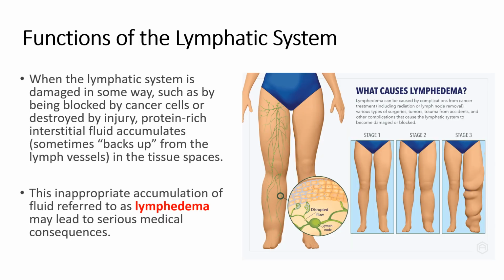When the lymphatic system is damaged in some way, such as by being blocked by cancer cells or destroyed by injury, this protein-rich interstitial fluid backs up, which results in it accumulating in the spaces between the cells of the tissue. And as you can imagine, there's no real estate for that to happen. So this inappropriate accumulation of fluid is referred to as lymphedema, and this can cause some very serious medical consequences.